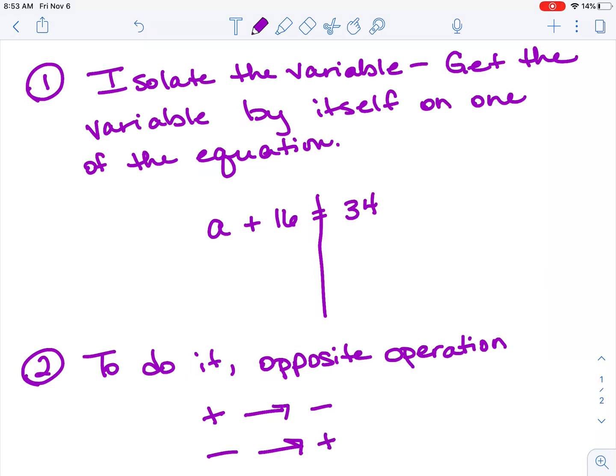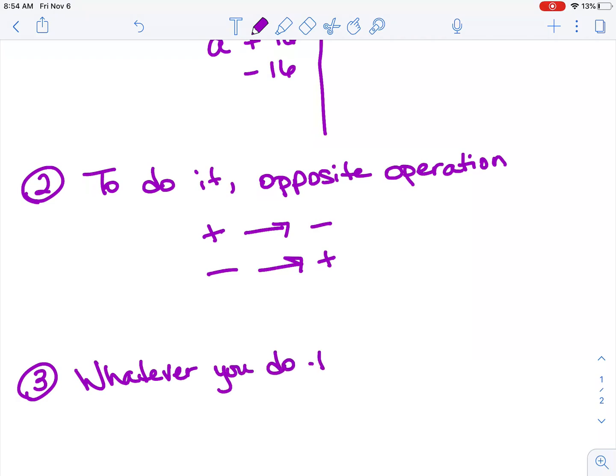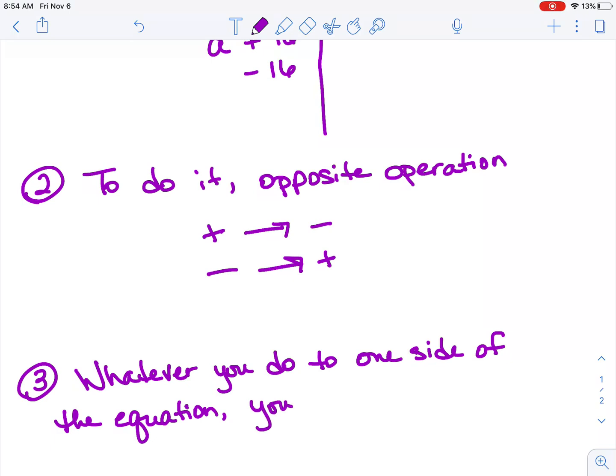So if we go back up here to our example of a plus 16 equals 34, I want to get rid of this plus 16. The opposite of adding 16 is subtracting 16. And then the third thing comes in. Whatever you do to one side of the equation, you have to do to the other.